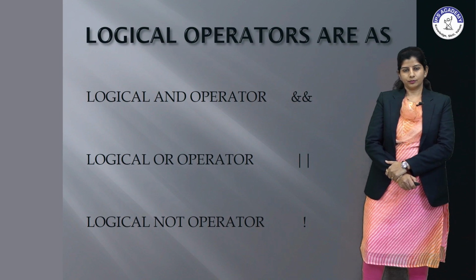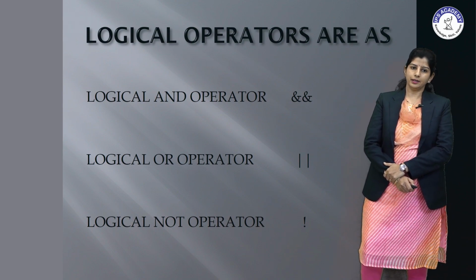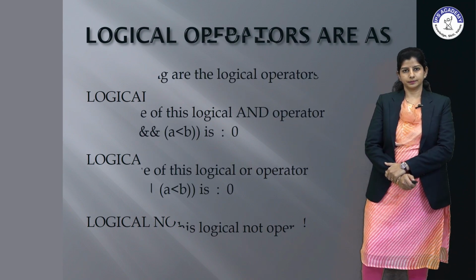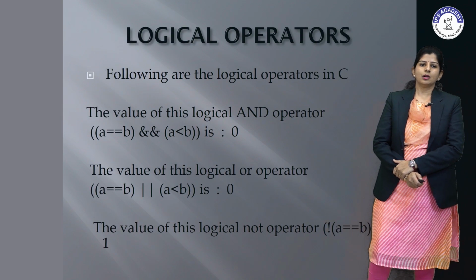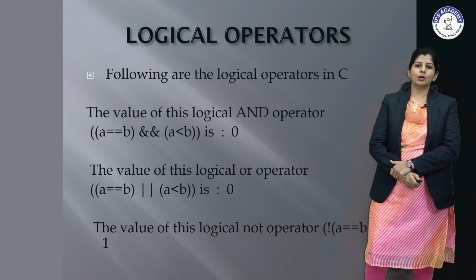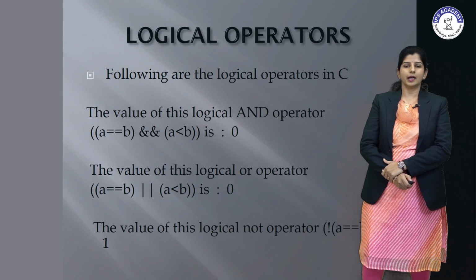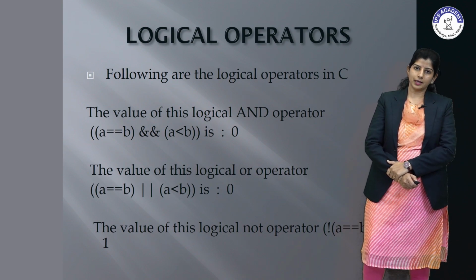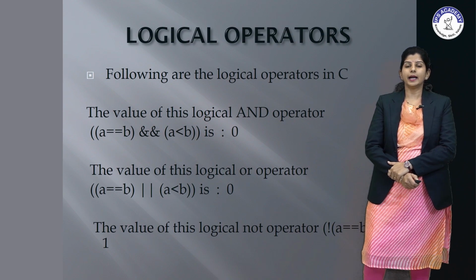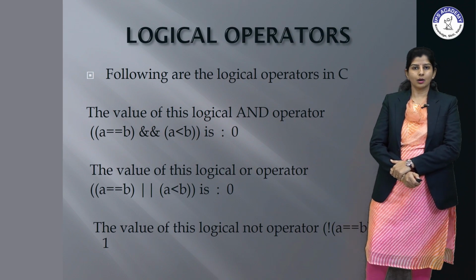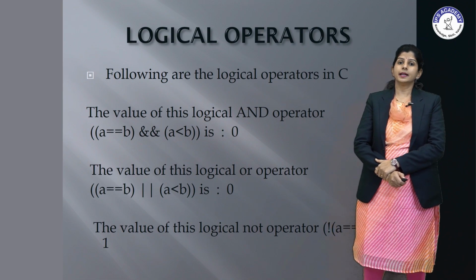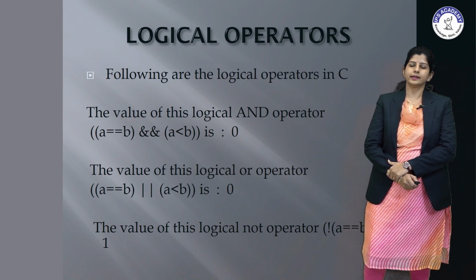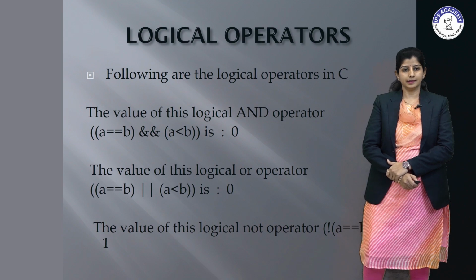The logical operators are as follows. We already discussed the logical AND operator. The next one is the logical OR operator, then the logical NOT operator. First, the logical AND operator: how does it work? When we use the AND operator, it compares two conditions with the AND operator between them, just like this. A equal B: I am trying to check whether A is equal to B, but at the same time I want to check the other condition, that is, A is less than B.